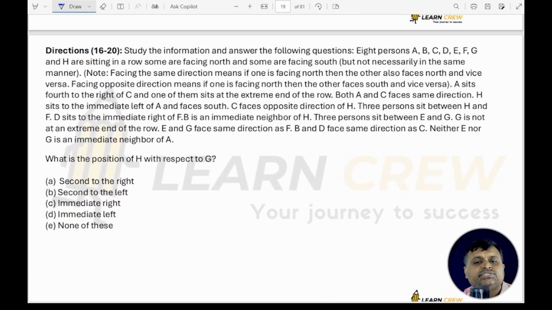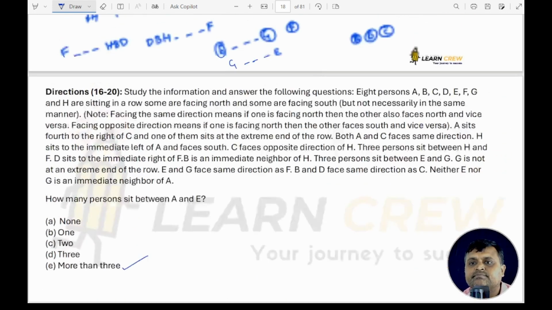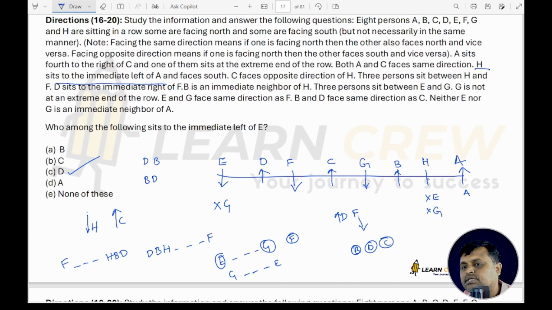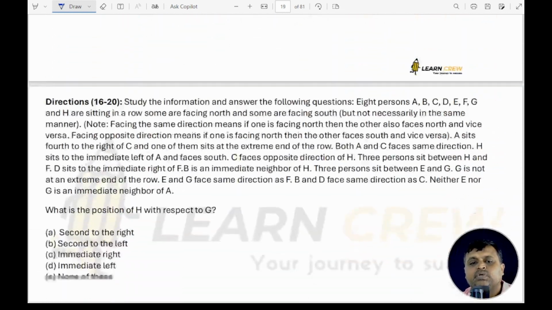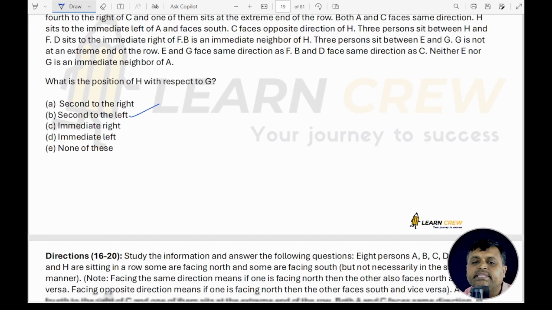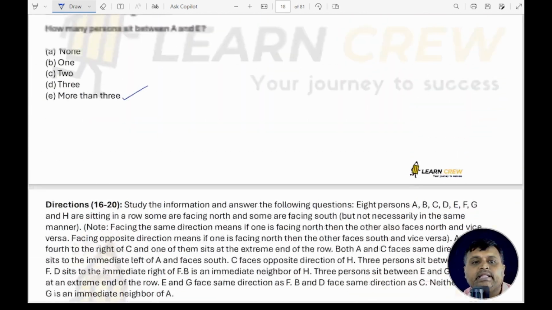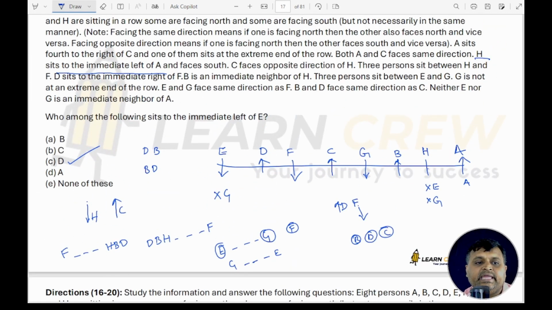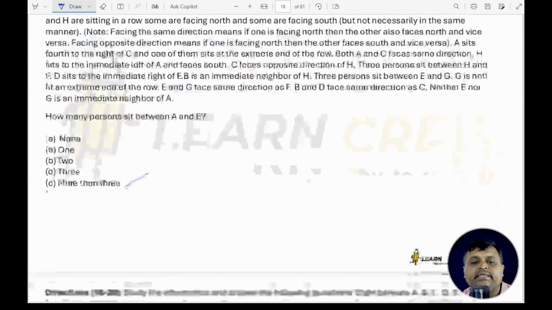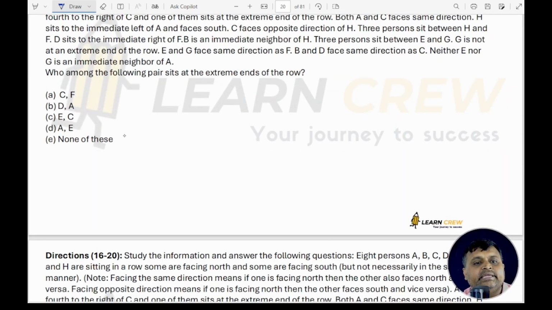What is the position of H with respect to G? So second to the left. So answer is option B. Next. Which of the following pair sits at the extreme end of the row? One is E, one is A, the other is D. A and D, I think I am correct. Am I correct? A and E. A and E is the answer. Option D.